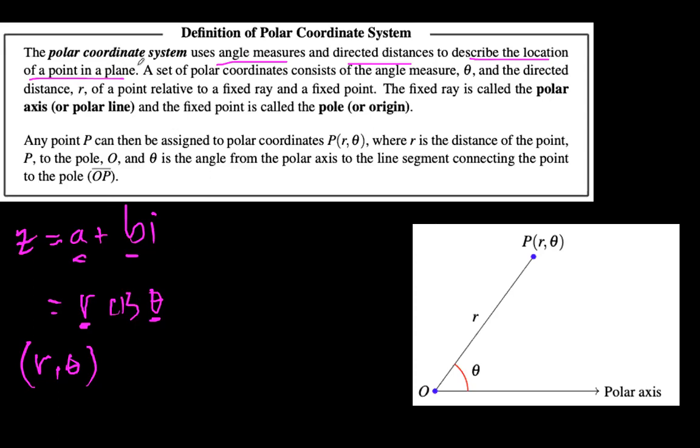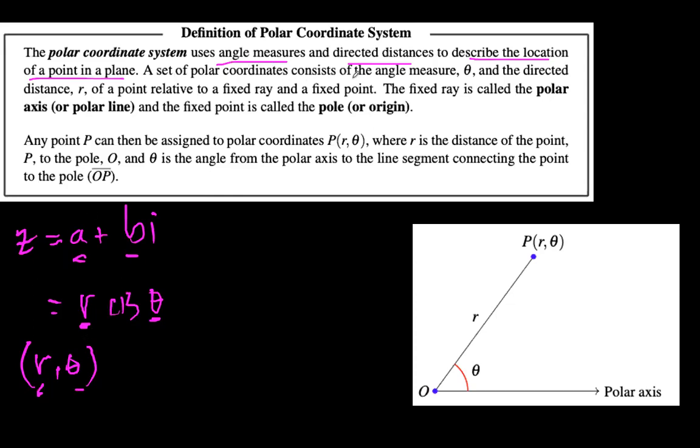And what is a polar coordinate system again? It is a system that uses angle measures, theta, and the directed distance. When we say directed distance, that's the radius, diba? It is the distance from the point to the origin of a given complex number.